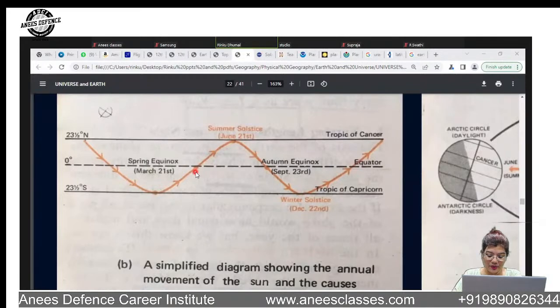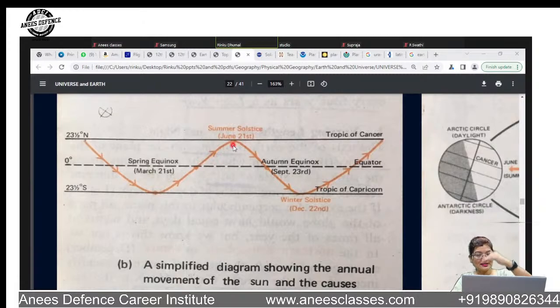Now, after the sun is exactly overhead the equator, the sun's motion is that it moves a little upward towards the tropic of Cancer. So from 21st March to 21st June, the sun's rays keep on falling at 90 degrees at various latitudes between the equator and the tropic of Cancer. The sun keeps moving upwards and reaches the tropic of Cancer on 21st June, which we term the summer solstice.